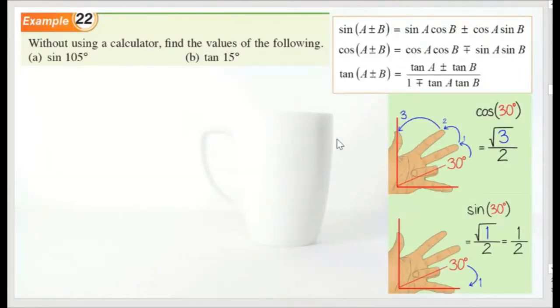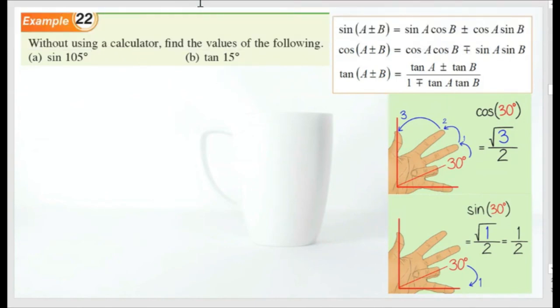Okay. Our last question. Last question before we end the lesson today. Okay. First, just a few more minutes. So without using a calculator, find the values of the following. Sine 105, tangent 15. Okay, this one without using a calculator.